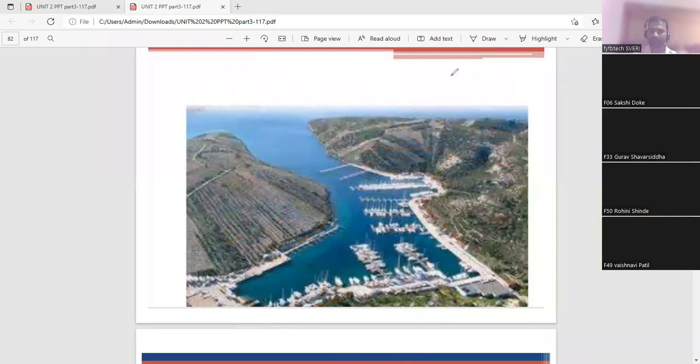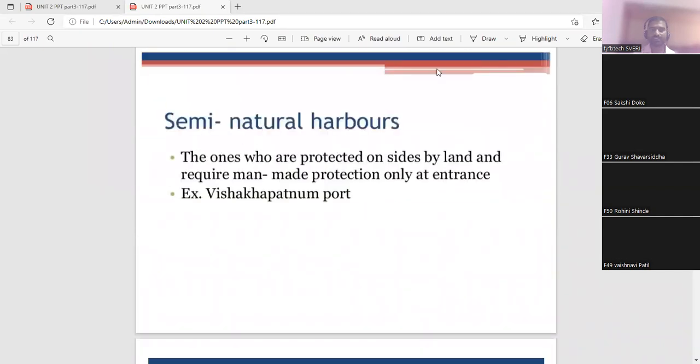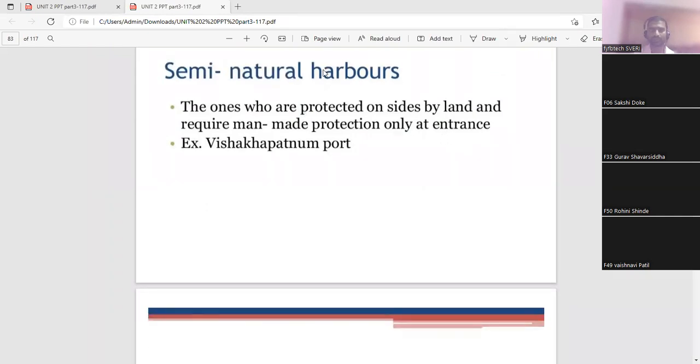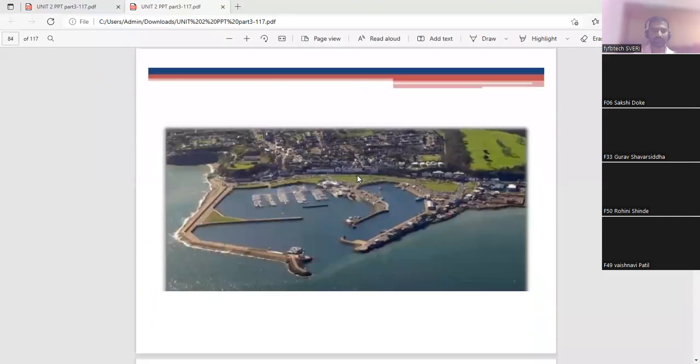Are you getting the difference between the natural harbor and the artificial harbor? Yes, sir. One more is the semi-natural harbor. Can you tell me what the semi-natural harbor is? It means half natural, half artificial. Some portion of the harbor is protected by the natural ground, and some portion is constructed by man. That is called a semi-natural harbor. Example: Visakhapatnam port is the best example.